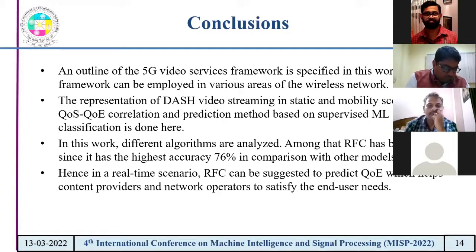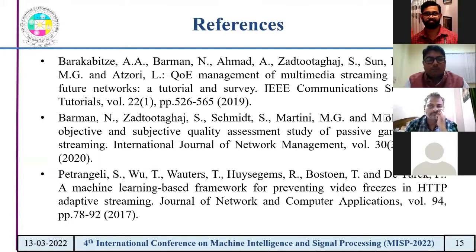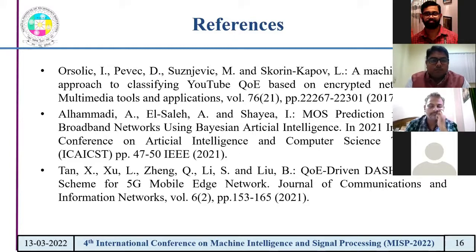In this work, different algorithms are analyzed. RFC has been opted since it has the highest accuracy of 76% in comparison with other models. Hence, in a real-time scenario, RFC can be suggested to predict quality of experience, which helps content providers and network operators to satisfy the end user's needs. These are the references I have used.